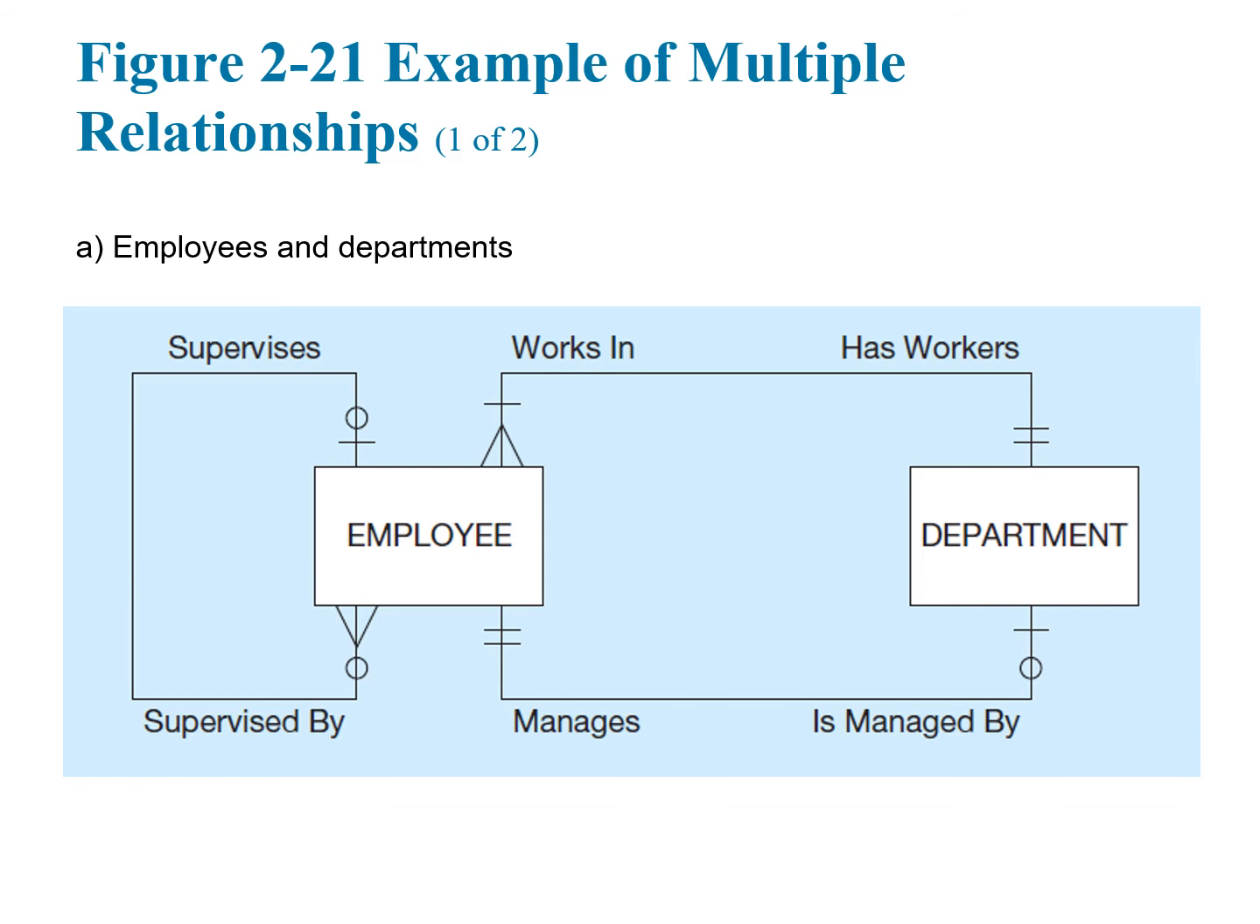We also see two binary relationships between employee and department. First, each department must have at least one and possibly many employees. Each employee must work in exactly one department. Also, each department has exactly one employee as a manager, and each employee can manage at most one department, or possibly none at all. The figure illustrates that there could be multiple types of relationship between the same two types of entity.